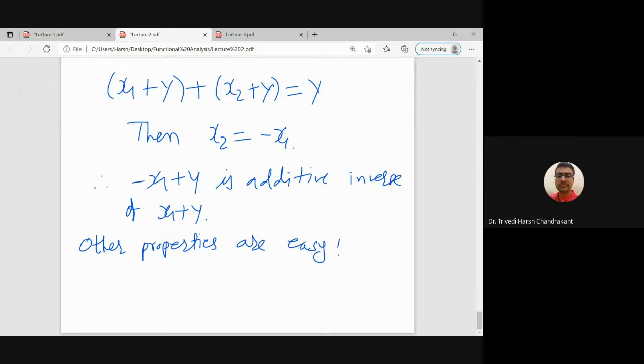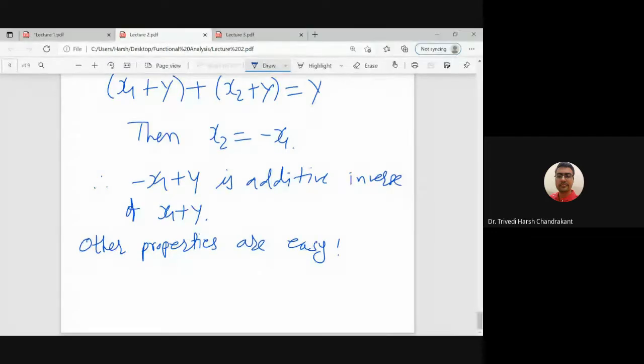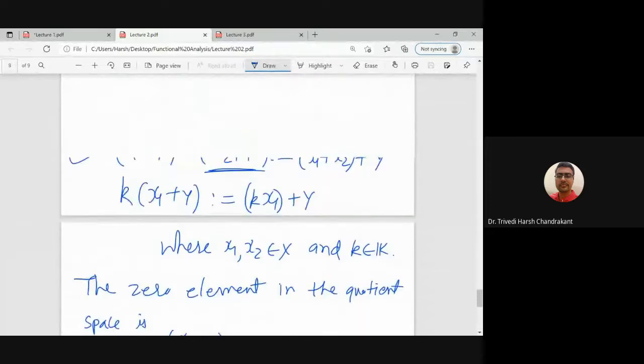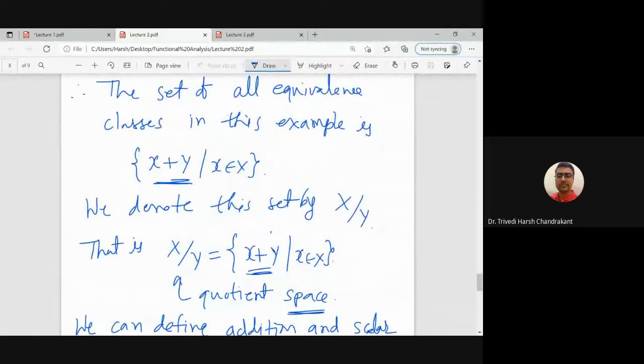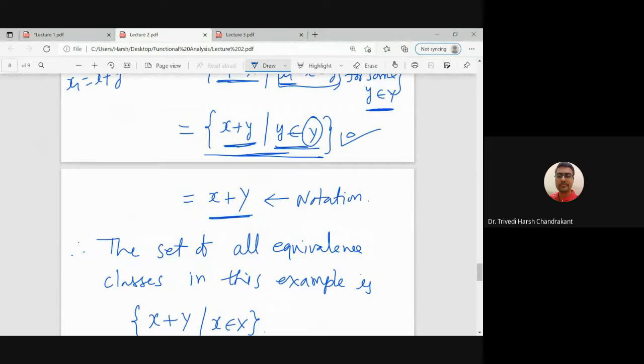Just check if you have any doubt. Okay, so any doubt in this example? If you have any doubt, you can ask. So this is one of the different examples which you may not have seen in linear algebra. Example of quotient space. So whenever we have a vector space and its subspace, then we can define this quotient space.